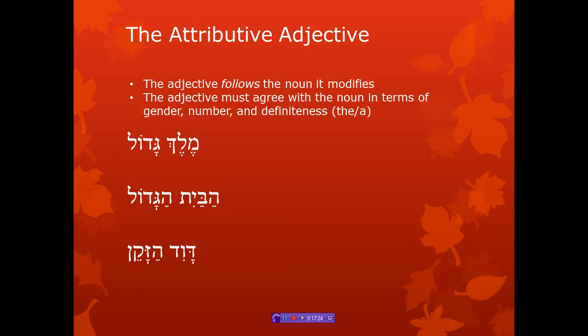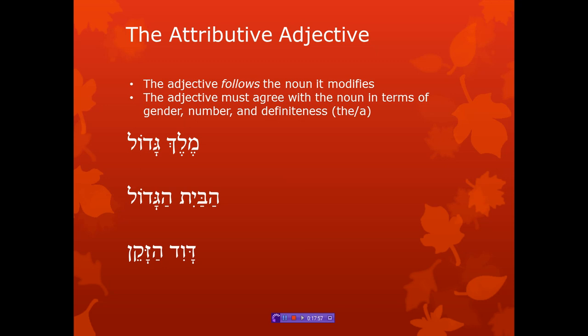Okay, now let's look at the two types of adjectives in greater detail, and hopefully this will help us to learn to distinguish them. So we'll begin with the attributive adjective. I have two rules to give you for the attributive adjective. One, the adjective follows the noun it modifies. When I was a Hebrew baby, I used to think the attributive adjective comes after the noun. That is, the adjective follows the noun that it modifies.